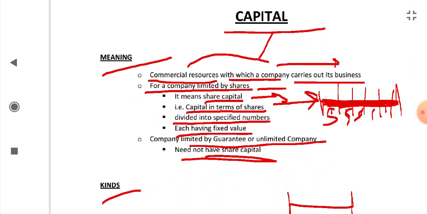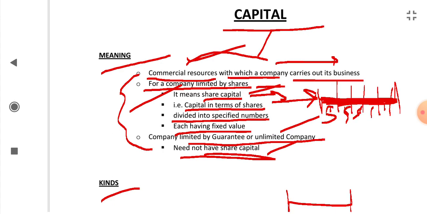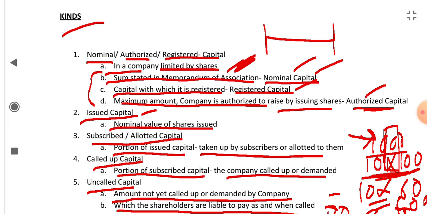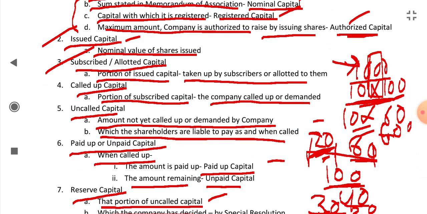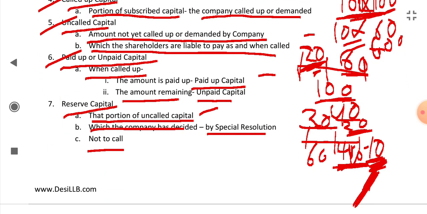So this was capital. We have seen the meaning of capital: the commercial resources which are used to carry on the business. What is capital in a company limited by shares? It is share capital. A company limited by guarantee or an unlimited company need not have share capital. Kinds of capital: nominal capital, authorized capital, the capital at the time of registration. What is issued capital? What is subscribed or allotted capital? What is called up capital? What is uncalled capital? What is paid up or unpaid capital?